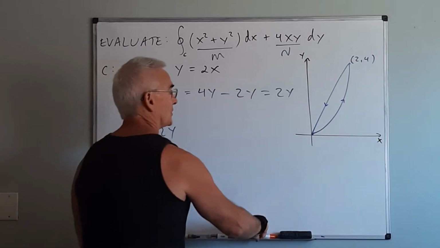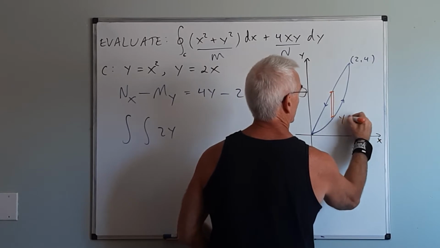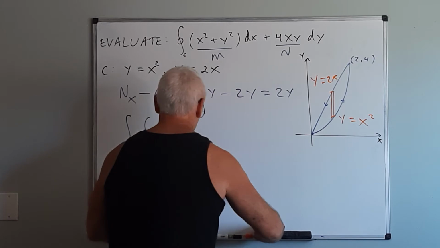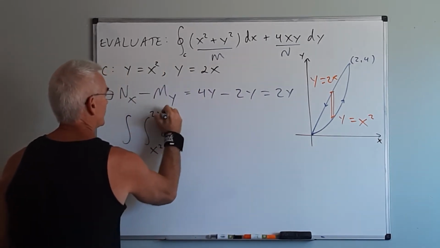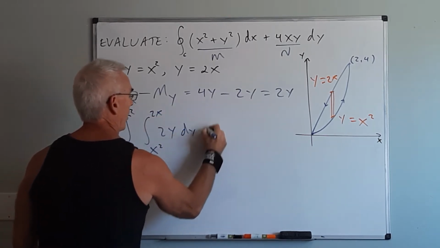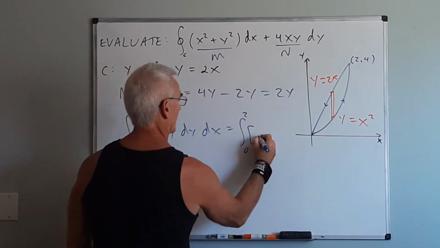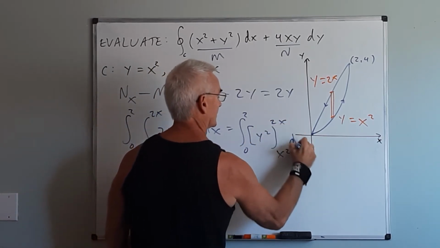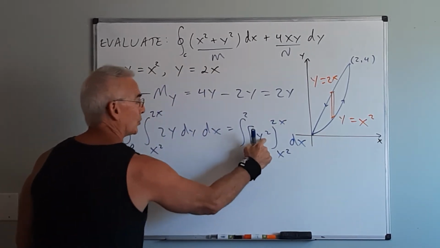Now, looking at my region here, probably simplest to just go ahead and use vertical rectangles, this being y equals x squared, this being y equals 2x. So we will do the double integral, where y will range from x squared to 2x, x will range from 0 to 2, dy dx, which will simply be the integral from 0 to 2 of y squared from x squared to 2x dx.